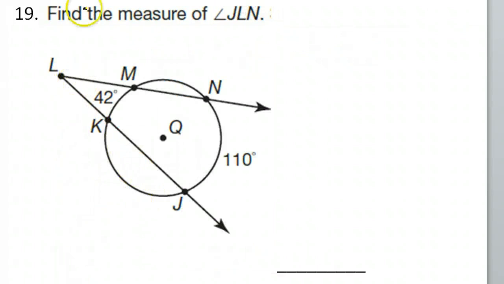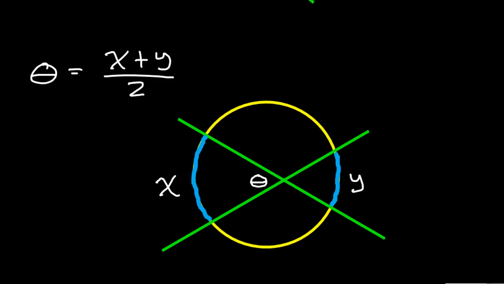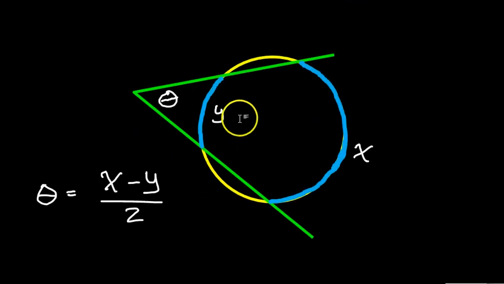Alright, number 19 is very similar. Please understand that the angle JLN is this angle right here, which I will once again call theta. Please understand that this arc is not this angle. The arc, this 42, is for the arc. Otherwise, they are just giving us the answer, and they're not. So we have two intercepted arcs, and they are these. And we have this angle that is intercepting them both.